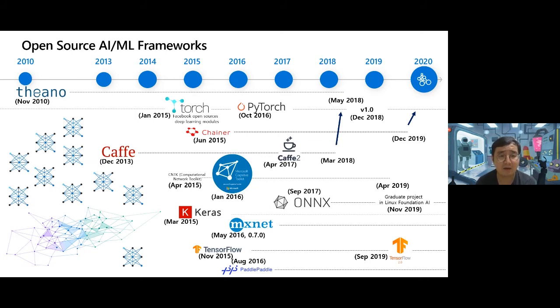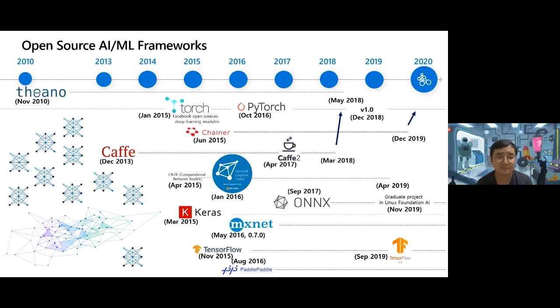Other open sources like the initial Theano or Torch were replaced by PyTorch, but Caffe and other open sources are not as popular as current popular AI open sources like TensorFlow, Keras, and PyTorch. And Microsoft first released CNTK, Computational Network Toolkit, in April 2015. And then this evolved into the Microsoft Cognitive Toolkit in January 2016.